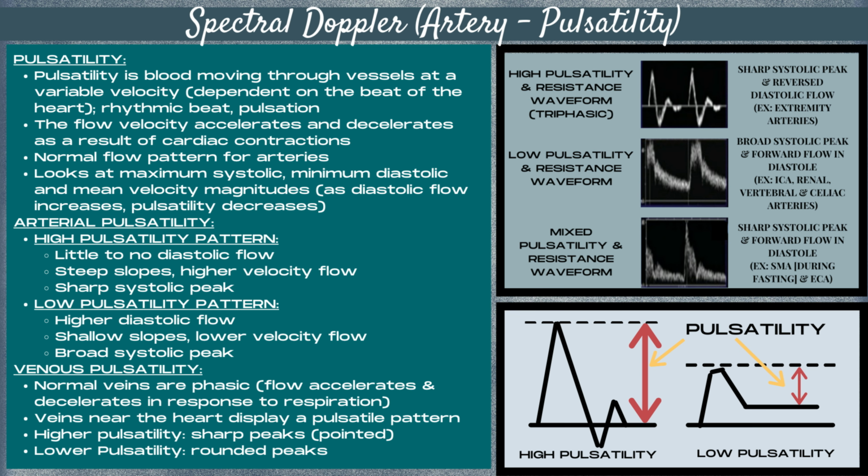It's important also to consider that veins can have a pulsatile pattern in some situations. Normal veins are going to be phasic, meaning that the flow is going to accelerate and decelerate in response to respiration, which means they're going to have more of a rounded waveform. However, veins located near the heart are going to display a pulsatile pattern due to their proximity to the heart, and this means they're going to have a more pointed waveform appearance. With veins, higher pulsatility means sharper, pointed peaks on the waveform, and a lower pulsatility pattern or a more phasic venous pattern is going to have rounded peaks.